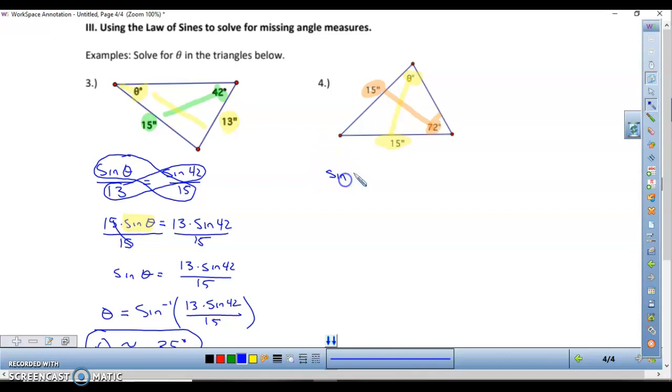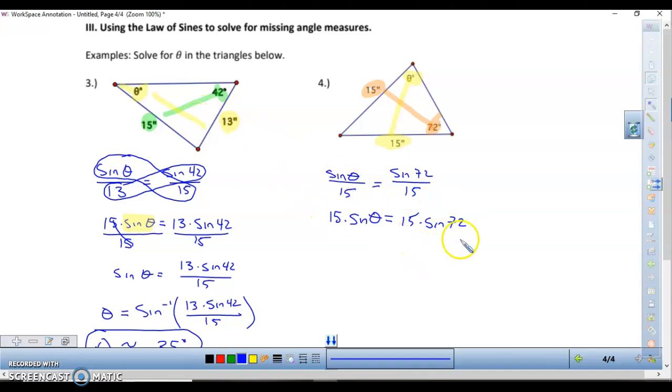So here we go. Sine of theta divided by 15 is equal to sine of 72 divided by 15. When I cross multiply, I get 15 times the sine of theta is equal to 15 times the sine of 72. I just realized I used 15 in both problems. That's just coincidence. Divide both sides by 15. Again, we're trying to get sine of theta by itself. So I get sine of theta is equal to 15 times the sine of 72 degrees divided by 15.